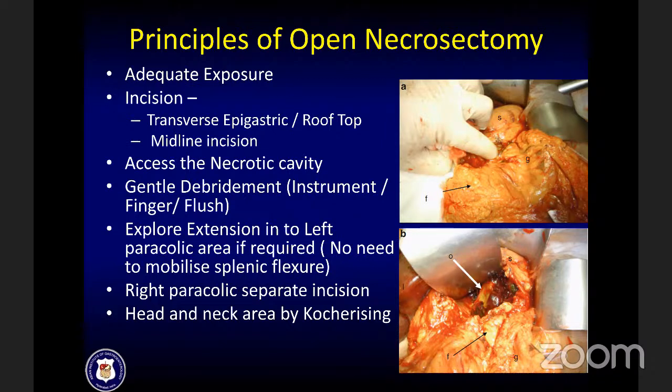However, the right paracolic needs a separate incision, because it cannot be communicated with the lesser sac in these situations. If the necrosis is confined to the head and neck area, you can approach either by the mesocolic route near the head towards the right of the middle colic artery, or you can cauterize and drain it, or necrosectomy can be done from behind.